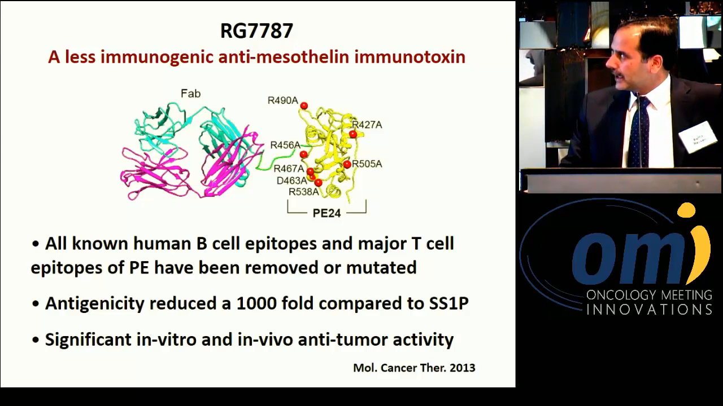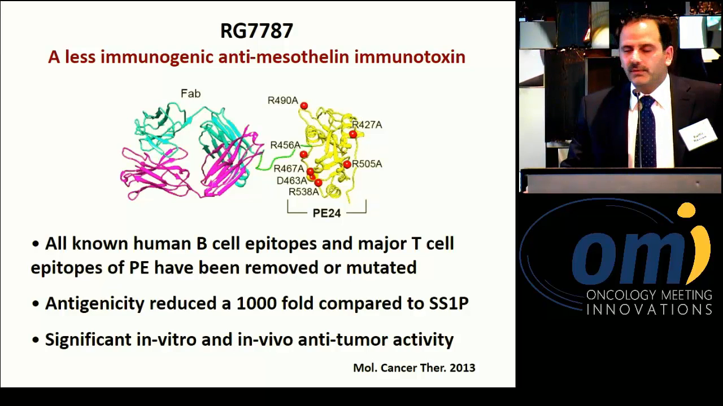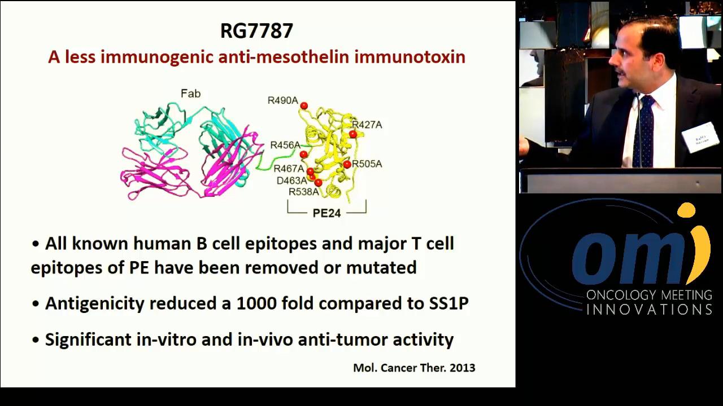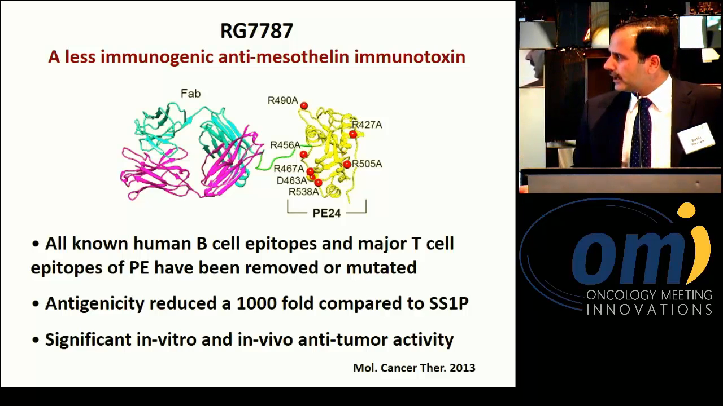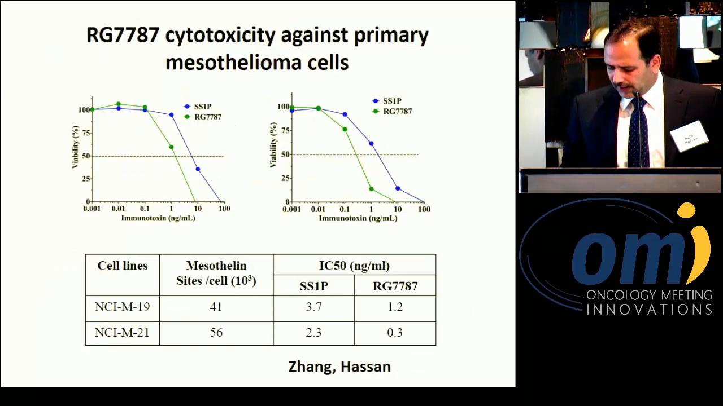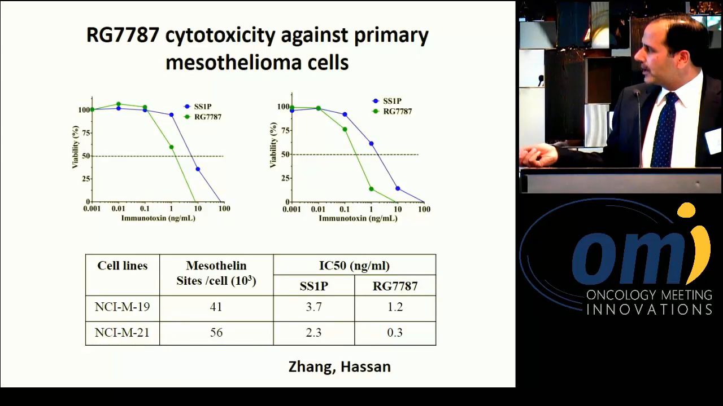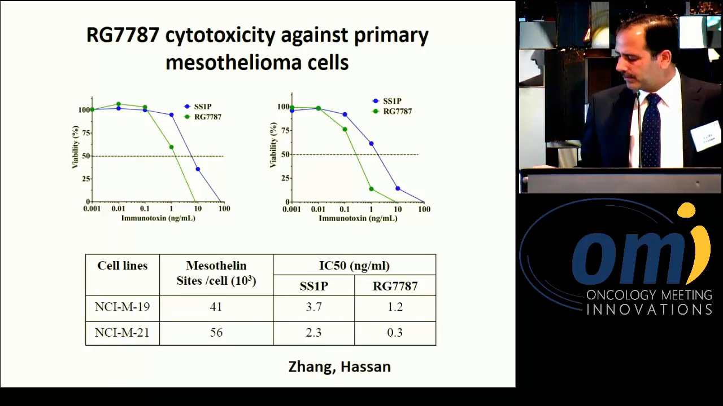This is work done over the last 3-4 years, principally by Ronit Mazur and Masanori Onda in Ira Pastan's lab, and in collaboration with Roche, we made less immunogenic immunotoxins. I won't go into the detail, but basically the Pseudomonas toxin has been mutated, so we have removed all B cell epitopes and T cell epitopes, and the antigenicity is reduced about 1,000-fold, and it has significant in vitro and in vivo activity. This study was done in my lab by Jingli Zhang, using cells directly from patients with mesothelioma, showing that the activity of RG7787 is about 4 to 5 times more than SS1P.